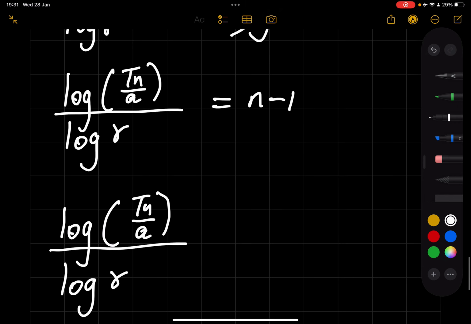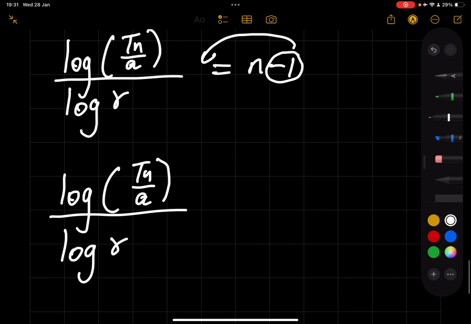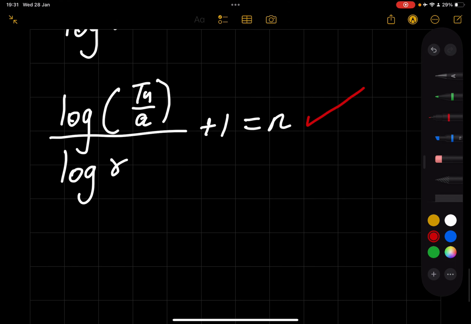And then you can see that here I can bring the minus 1 to this side to be plus 1. So here I have plus 1 and then equals to n. And ladies and gentlemen, n is indeed successfully isolated. Someone can go further, but if you leave it like this, it's 100% perfect.